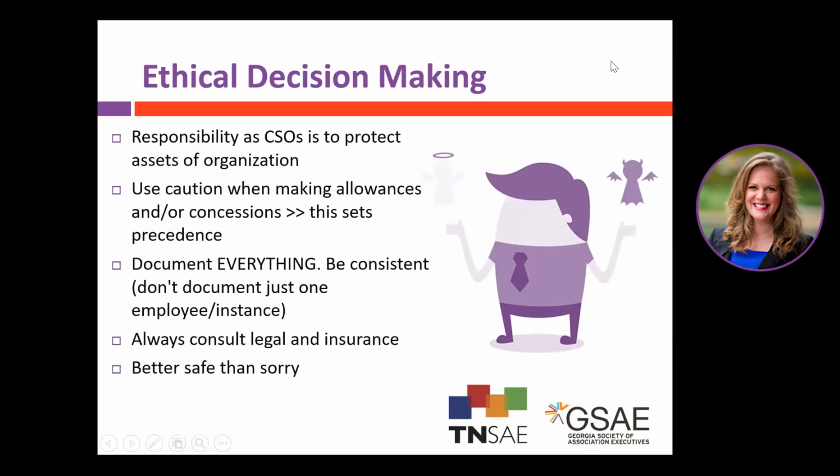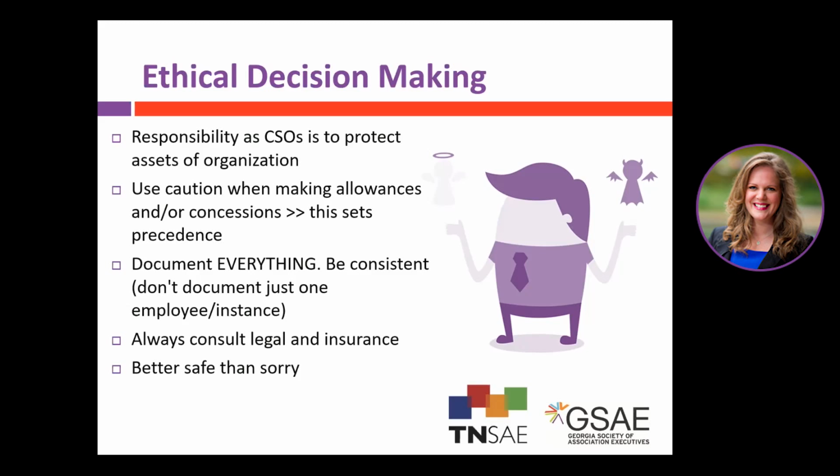So when it comes to ethical decision making, obviously our responsibility as association execs is to protect the assets of the organization. And we partner with our elected officers to do this as well. Part of this is really making sure that we base our decisions completely and exclusively on facts. So not on hearsay, not on what someone else thinks may be the case, but really making sure that we're making sound decisions based on facts.